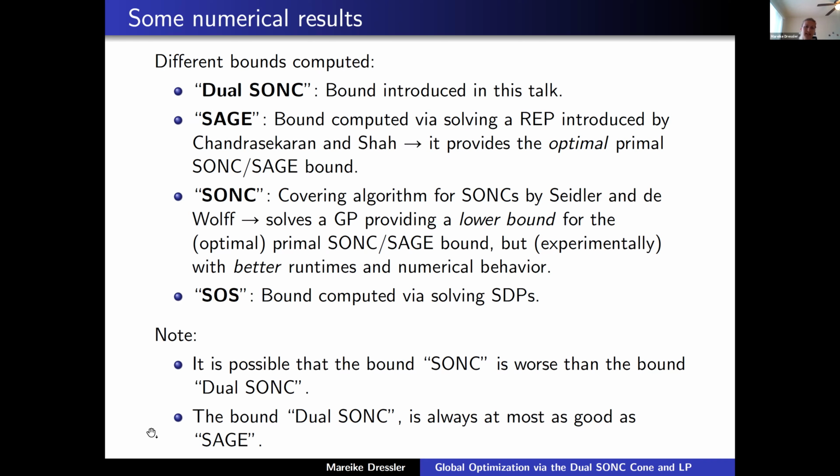And on a related note, the new dual SONC bound can never be better than the bound given by SAGE, because as said, SAGE provides really the optimal SONC bound. So with our dual SONC bound, for quality purposes, not runtime, we can never be better than SAGE, provided both bounds can be computed successfully.